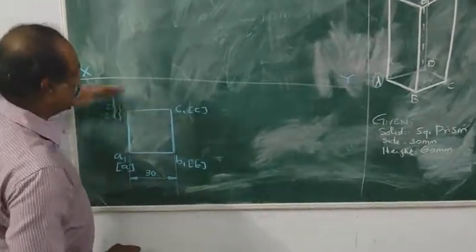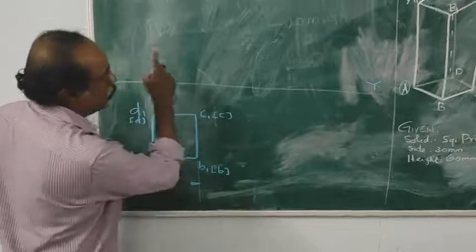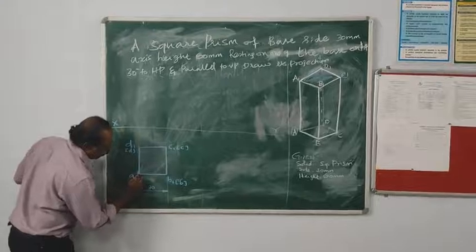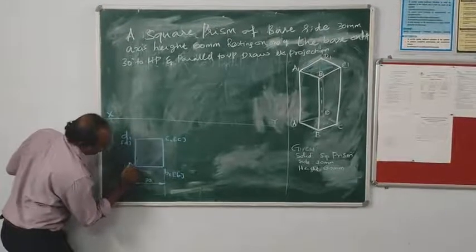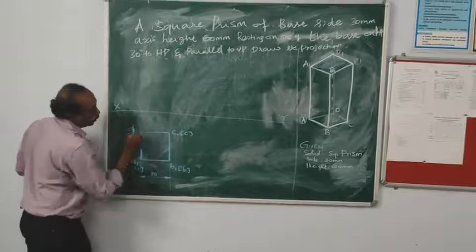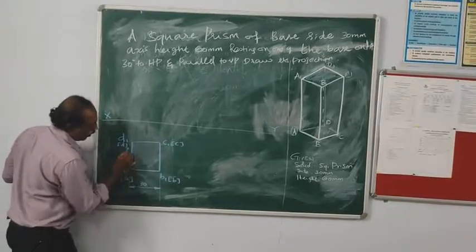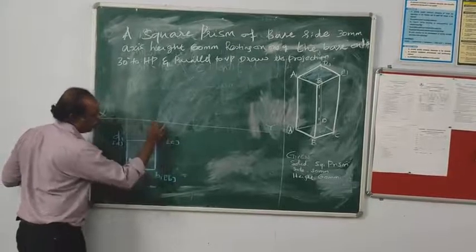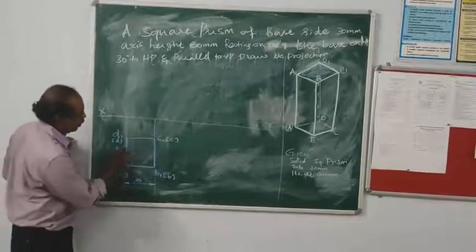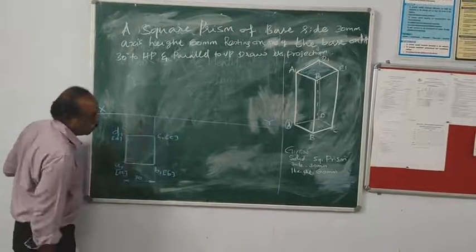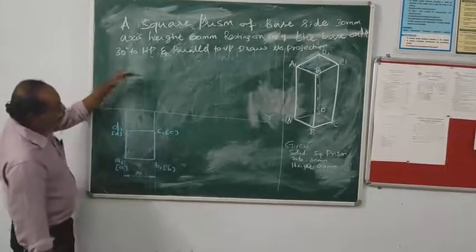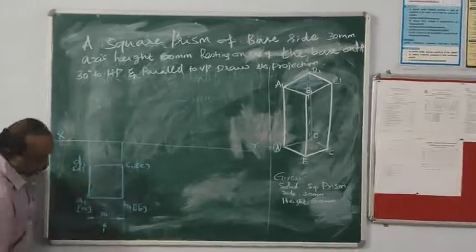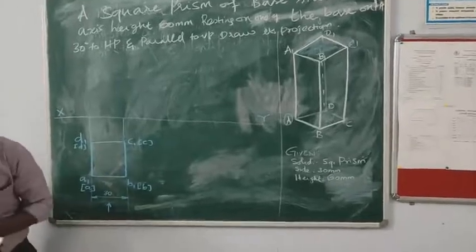Then we have to project each and every corner to draw the front view. First start with a1. We project a1 to the XY reference line. A1 passes through d1, and d1 is projected through c1. These are projection lines drawn using a 2H pencil. Then we draw the front view. The front view is started from here. This is the front view.